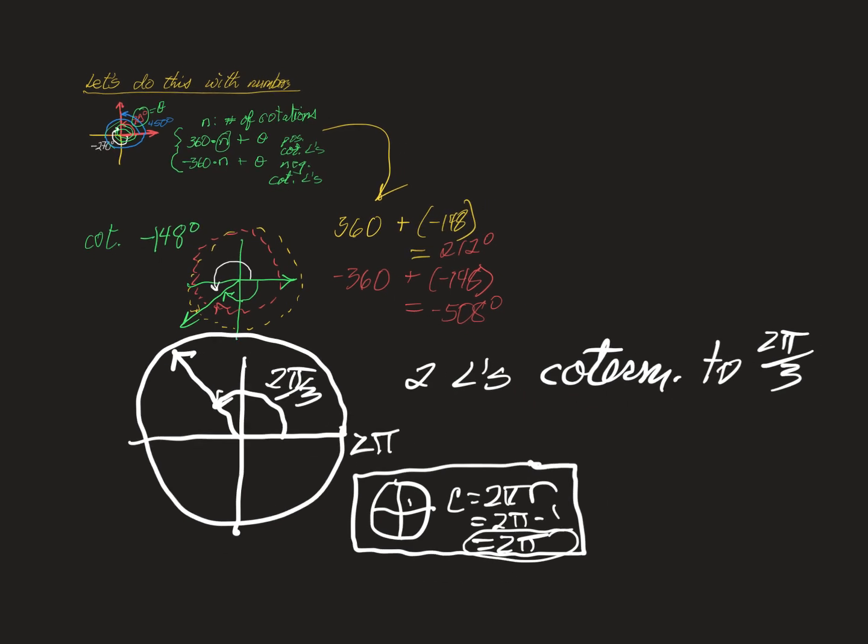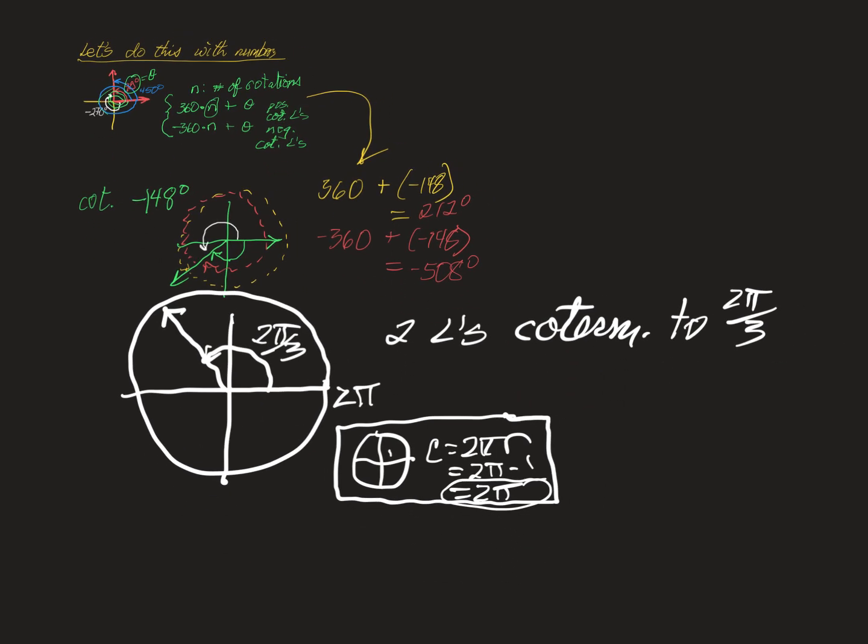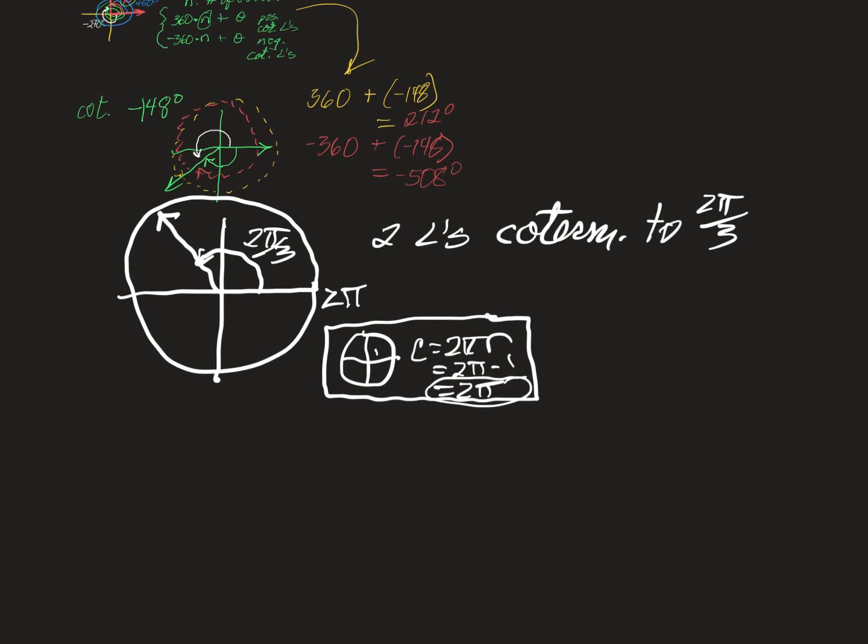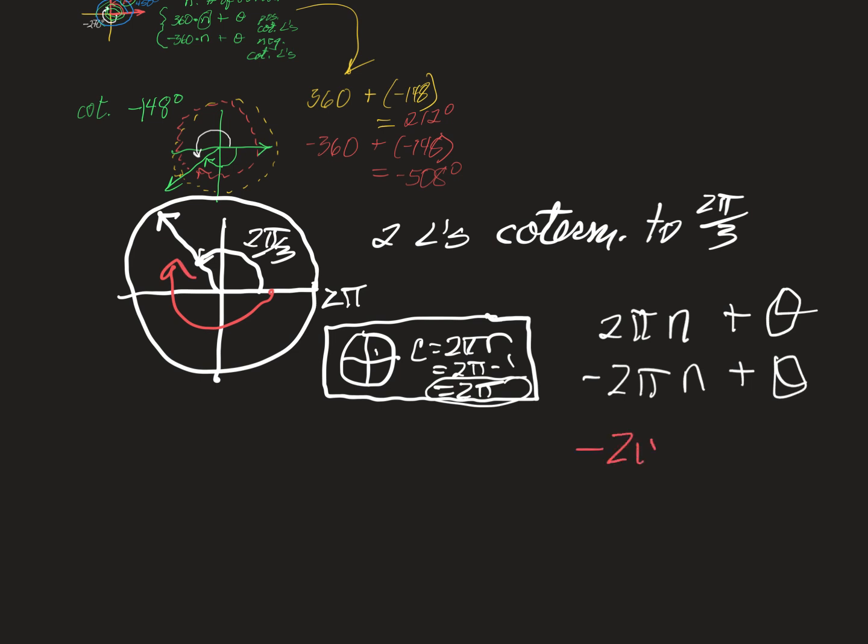Okay, so let's find our two coterminal angles here. All right, let's snag our two coterminal angles to 2 pi over 3. Since 2 pi is like the 360, we could modify our formulas. We could say 2 pi times the number of rotations plus the angle theta, or negative 2 pi times the number of rotations plus the angle theta. So if I go in the negative direction, I'm going to take negative 2 pi plus 2 pi over 3.